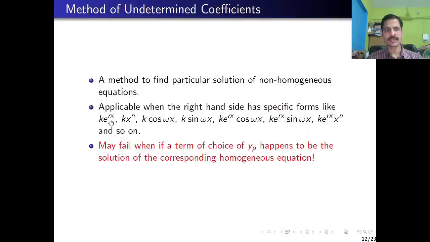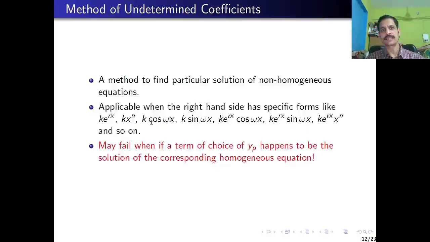Here k, r, omega are constants. If the right hand side, that is R(x), is one of these forms, then we take the particular solution to be of that form.